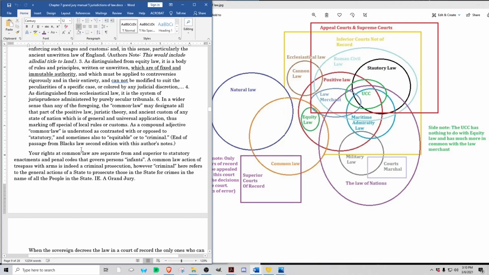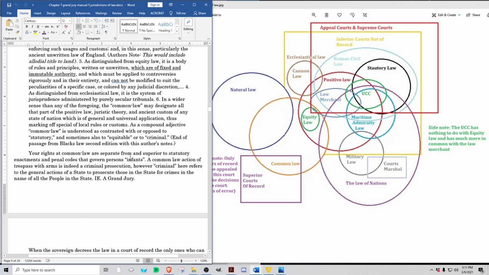A common law action of trespass with arms is indeed a criminal prosecution. However, criminal here refers to the general actions of a state to prosecute those in the state for crimes of all of the people in the state, i.e. a grand jury. And when you do a grand jury indictment, it'll be named in the beginning of the indictment, it'll say, in the name of the people of the state of Illinois, or in the name of the people of the state of Michigan. That's how you start a grand jury indictment, because it's in the name of the sovereignty. Who's the sovereignty? We the people.